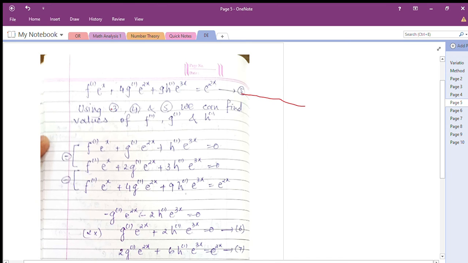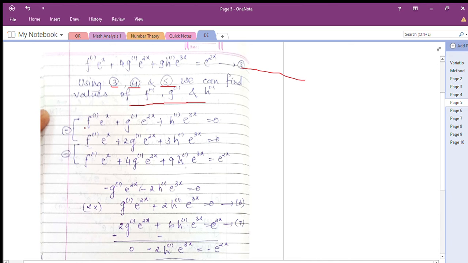So now using the third, fourth and fifth equations, which we have discussed in the previous page, solve those three for f1, g1 and h1. I have written again over here, this is the third equation, this is the fourth equation, and this is the fifth one. So first of all, let us consider the subtraction of first and second, or we can say third and fourth.